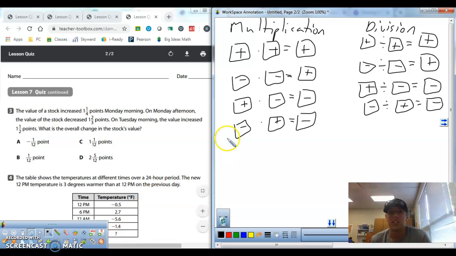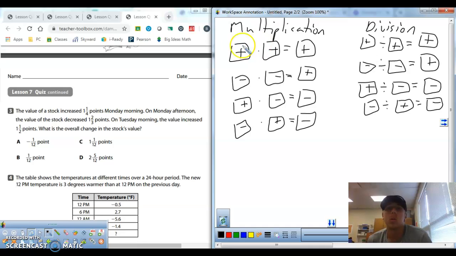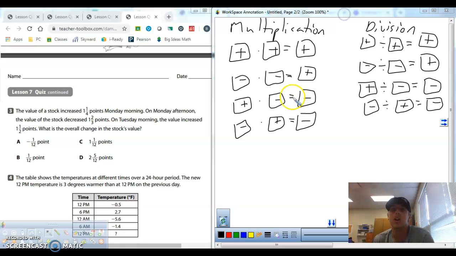Well, it didn't pause. Never mind. Okay, so a positive times a positive gets you positive, negative times a negative gets you positive. And then it's alternating signs, you get negatives. Same with division. Okay, anytime you have alternating signs, it's going to get you negative. Anytime you have the same sign, it's going to get you a positive. Alright, now I'm going to pause the video and set up another situation.